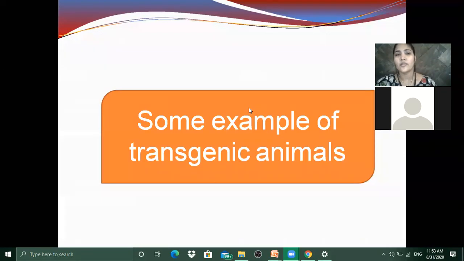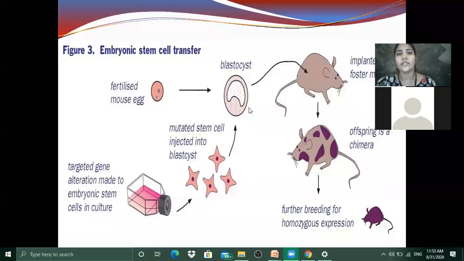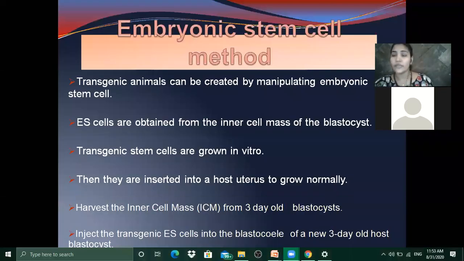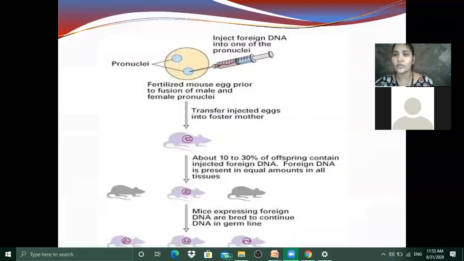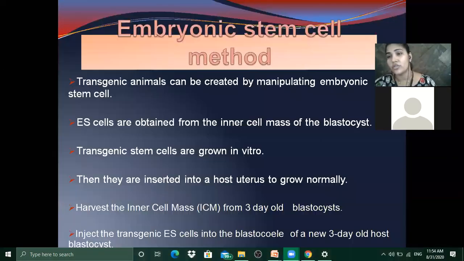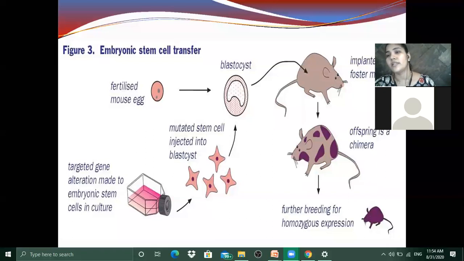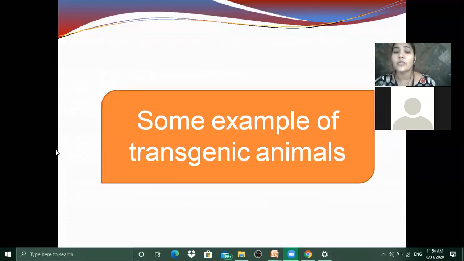So that was embryonic cell transfer. We have learned retrovirus mediated gene transfer, microinjection, and also embryonic stem cell transfer. Then let's look at some examples of transgenic animals, like people have successfully made some transgenic animals. So what are these animals?